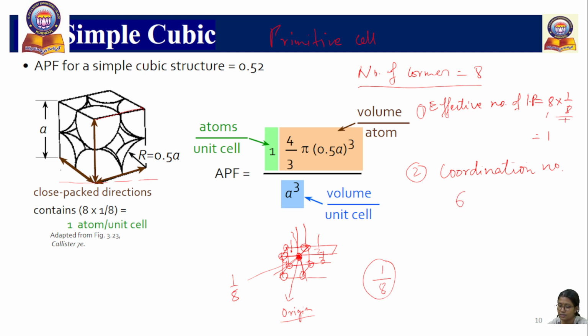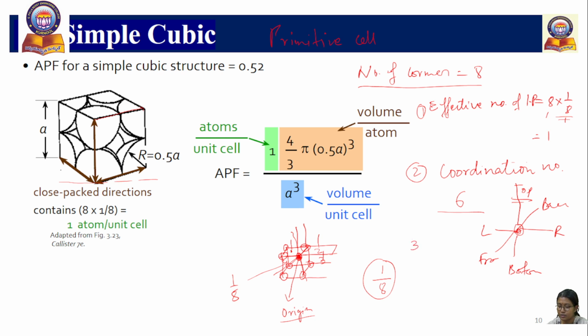How? See, if this lattice point is here, one like this we go, right? One is left and right, one is top and bottom, one other is front and back. So how many are there altogether? There will be 6. So this lattice point is touching only 6 nearby lattice points. So coordination number is 6.